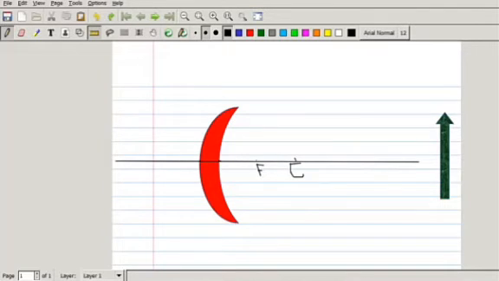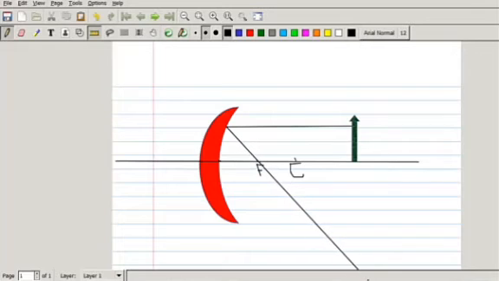Now, if we place the object beyond C, let us place the object here. What will happen to the image? Where will the image be formed? That is what we are going to see now. Light ray coming parallel to the principal axis, after reflection passes through the principal focus, and light ray passes through the principal focus.